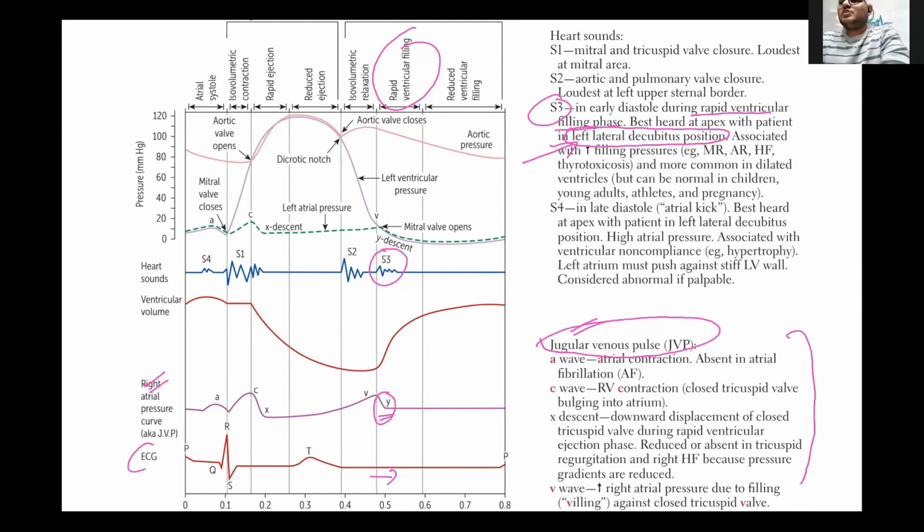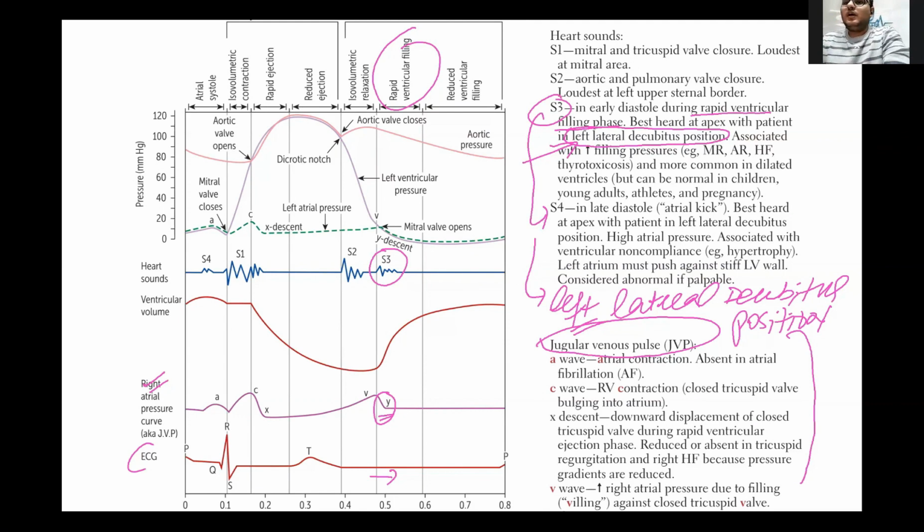What are the positions in which S3 and S4 are heard loudly? What are the positions that S3 and S4 both are heard loudly? This is left lateral decubitus position. Left lateral decubitus position. Remember this. Left lateral decubitus position, that is a very important MCQ. Okay, so S3 is produced in the rapid ventricular filling phase.